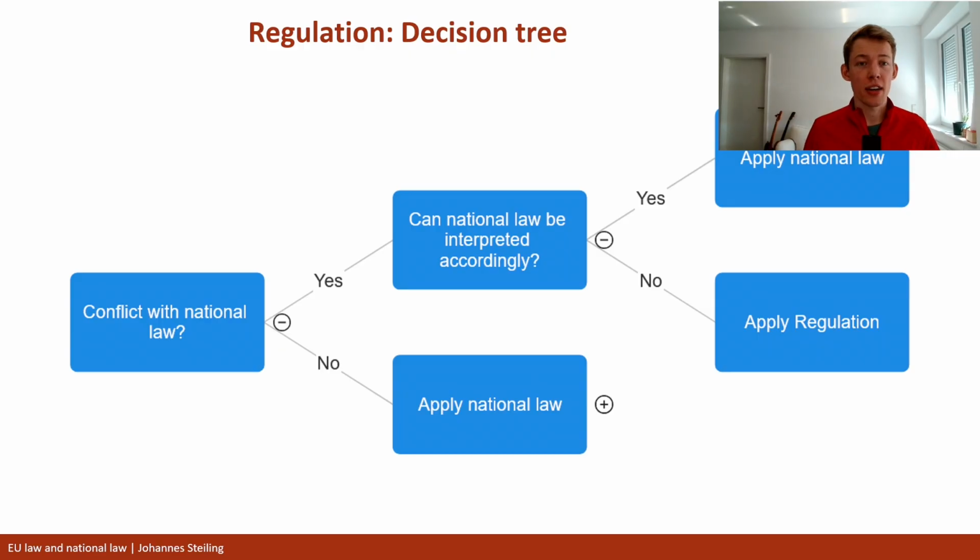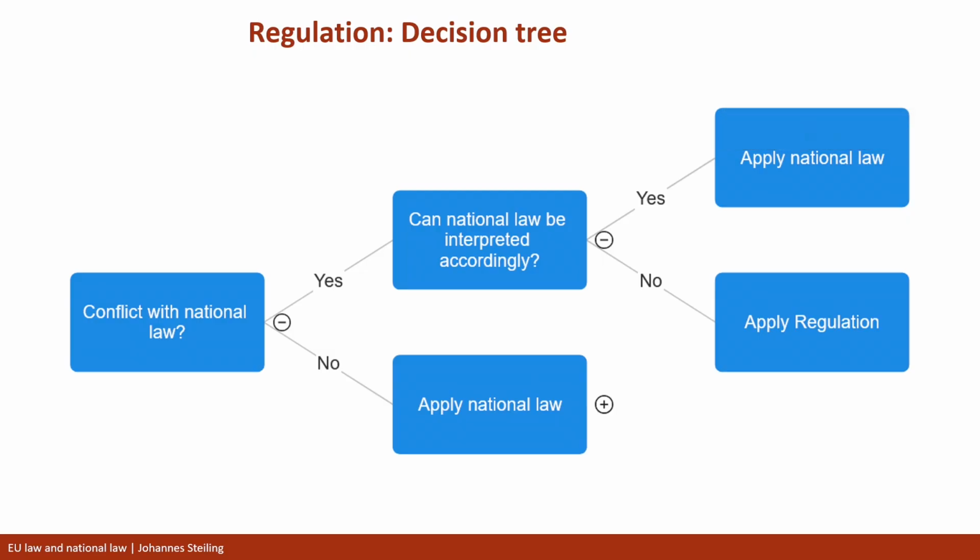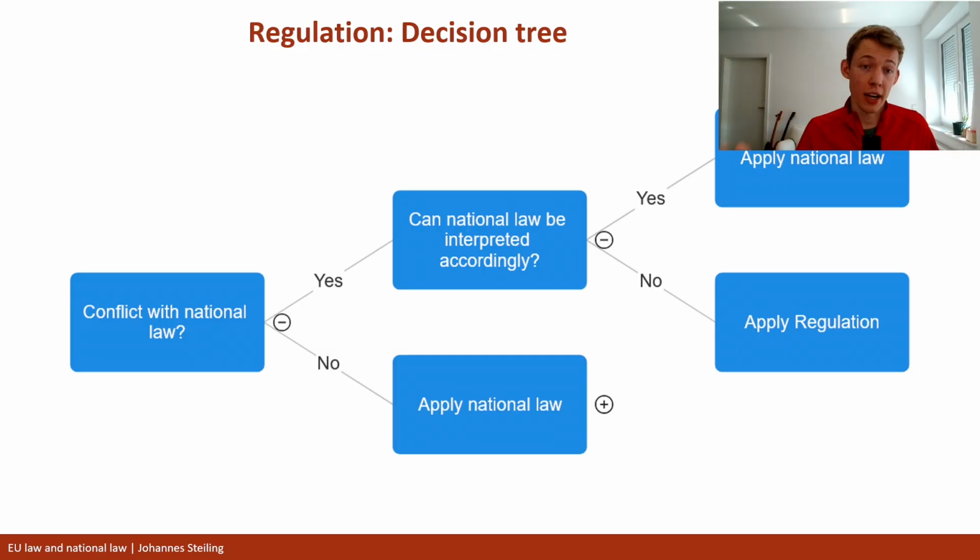So we would say, can we interpret the national law according to the regulation to basically get rid of the conflict? Now, if we can, then we will just apply the national law, read in accordance with the regulation. But if we can't interpret the national law according to the regulation, because it would be against the wording of the provision, then we would apply the regulation.